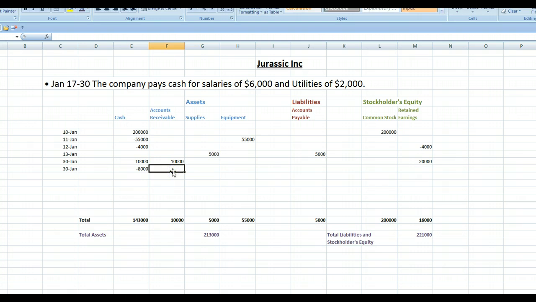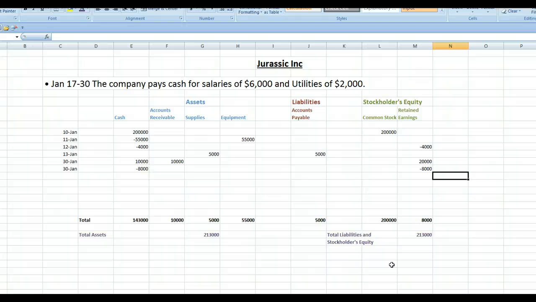Salaries and utilities are expenses which are part of retained earnings, and as we talked about earlier, our expenses decrease retained earnings. By how much? Again, 6,000 for salaries and 2,000 for utilities, a total decrease of 8,000. So both sides got reduced by 8,000. Again, your total assets are still equal to your total liabilities and stockholders' equity. This shows the impact of transactions on your accounting equation.